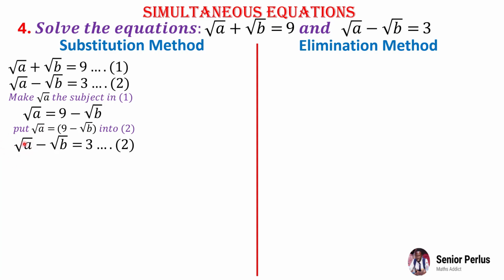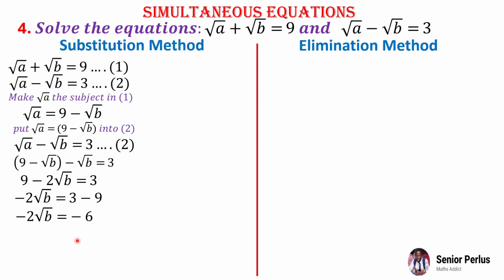So now root a is 9 minus root b. In place of root a, let me put this one there. Good. Then negative root b minus root b, you will get what? Negative 2 root b equals negative 6. Let me move the constant to one side. For me to get root b, I will divide both sides by negative 2. So I'll get root b equals 3.